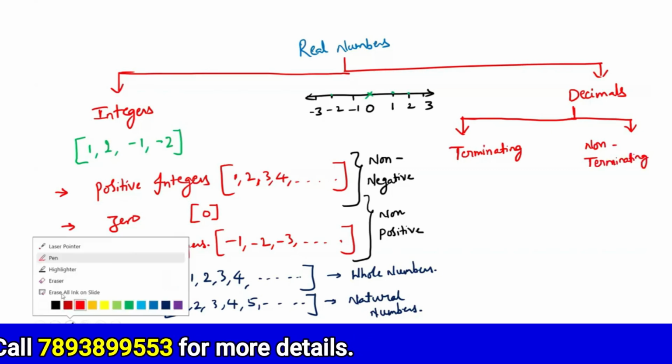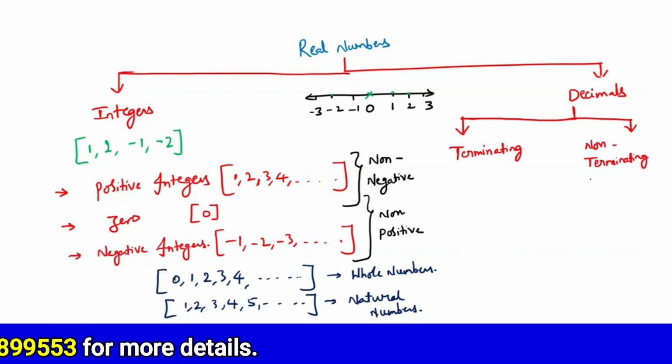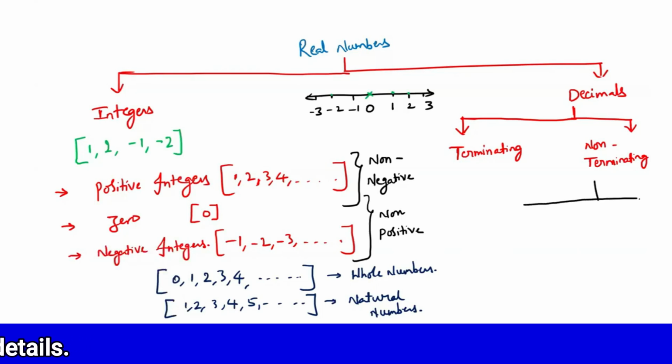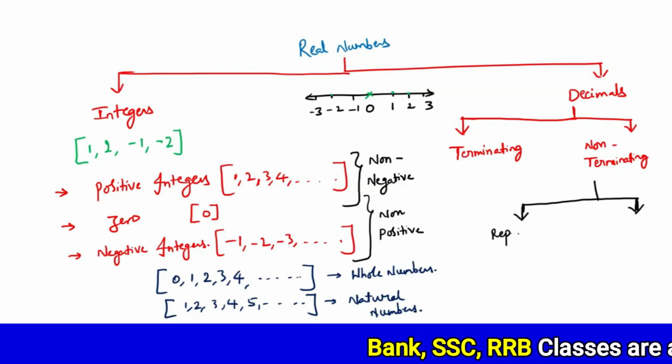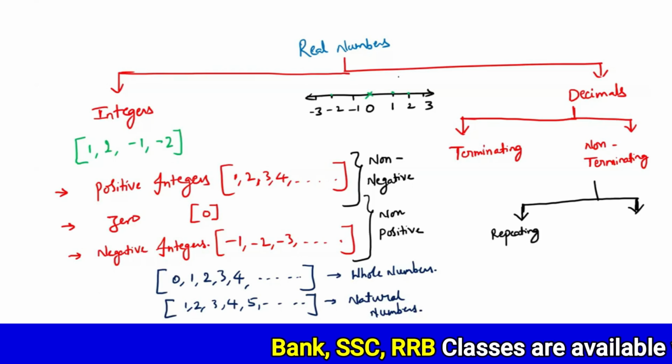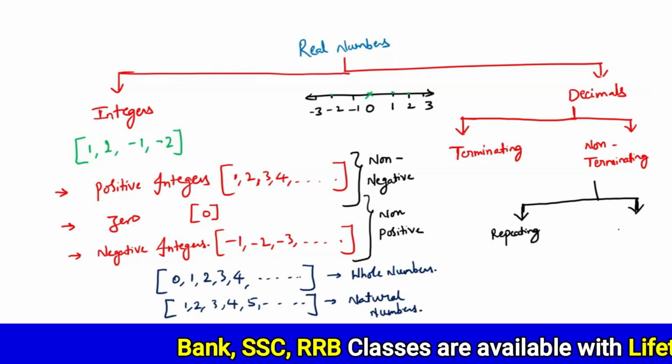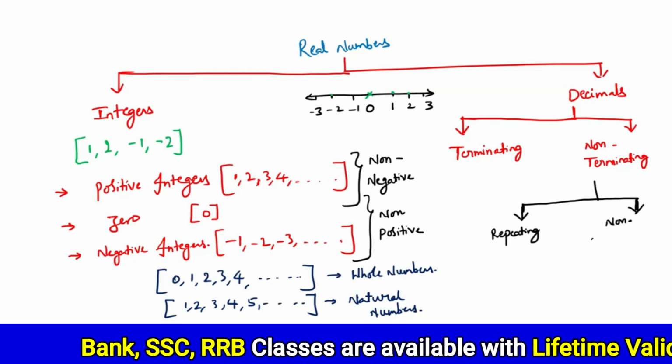And next, that non-terminating decimal can be further classified as repeating decimals and non-repeating decimals. Repeating and non-repeating.